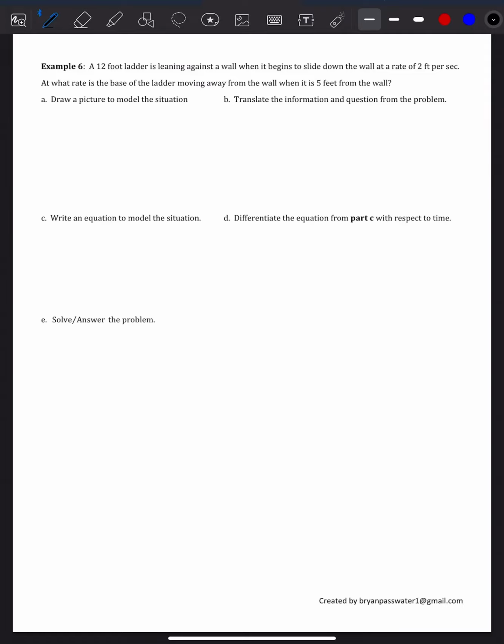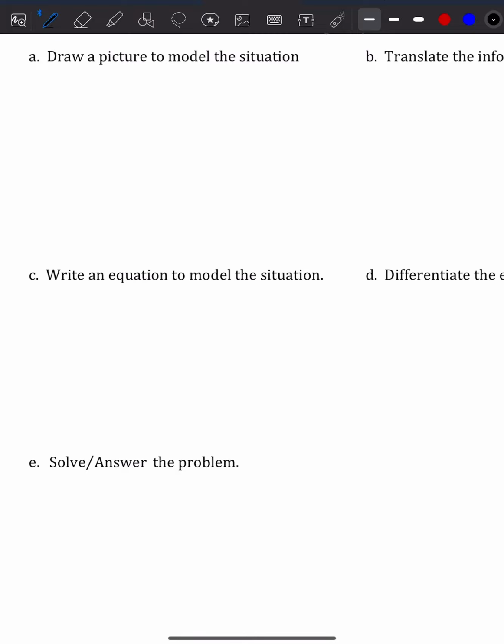We're going to be looking at some different related rates problems, starting with this one. A 12-foot ladder is leaning against a wall when it begins to slide down the wall at a rate of 2 feet per second. At what rate is the base of the ladder moving away from the wall when it is 5 feet from the wall? So the first thing I'm going to do is draw a picture.